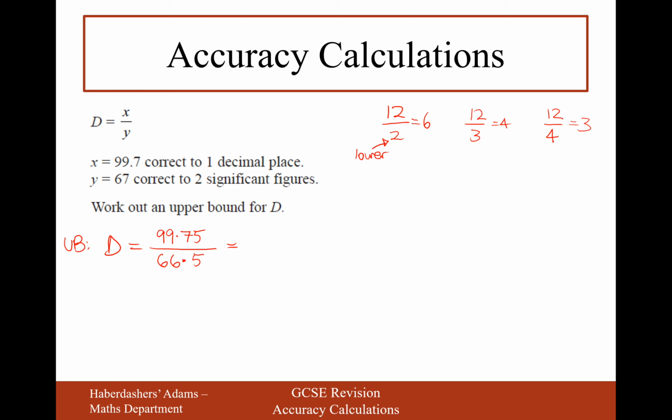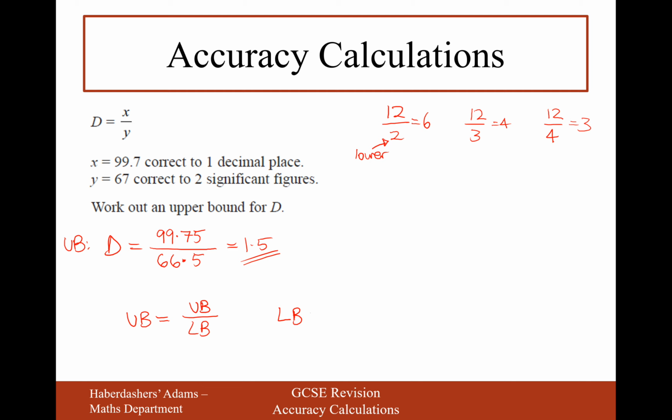Then let's do the calculation. So grab your calculator then. 99.75 divided by 66.5. That gives us an answer of 1.5. And there we are. So when you're doing an upper bound of a fraction, the answer is the upper bound of the top number divided by the lower bound of the bottom number, because if you divide by a smaller number, you get a bigger output.